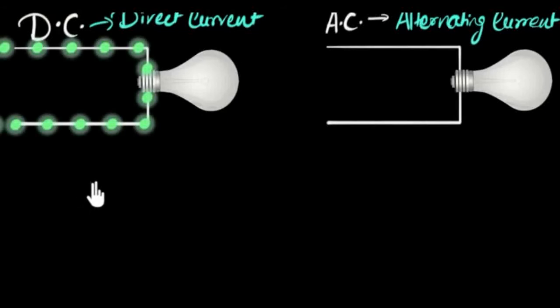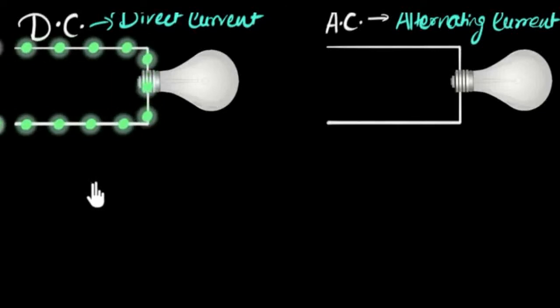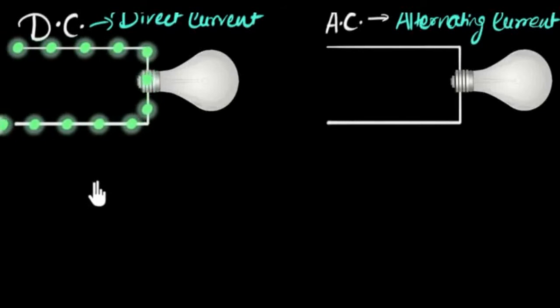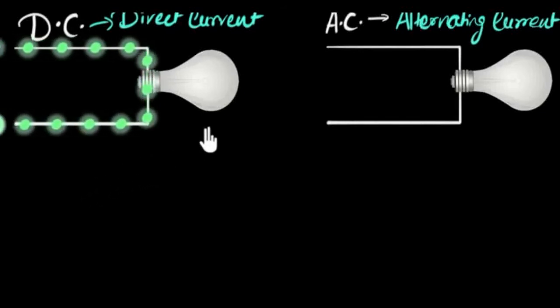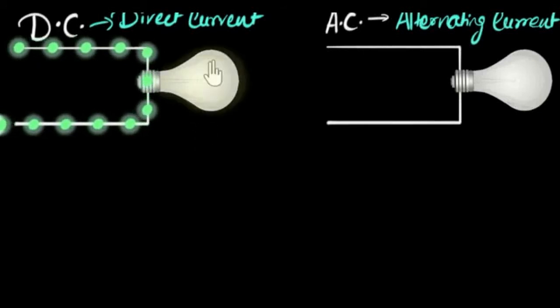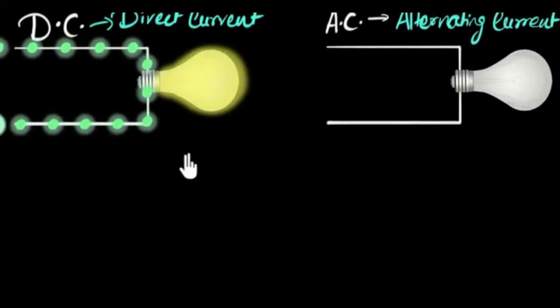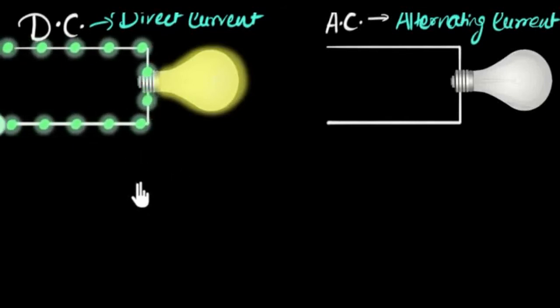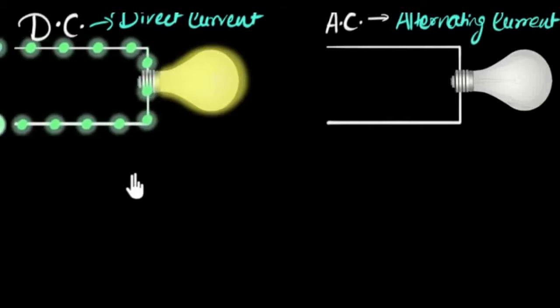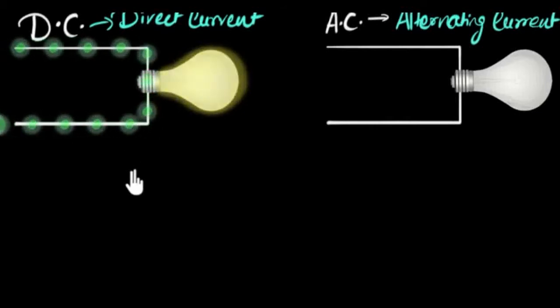So we know that the current is due to the flow of electrons. In the case of DC, these electrons are moving in a single direction, right? It is also called a unidirectional current. And when the electrons flow through the bulb, through the filament, it will heat up and glow. That is how we get light from DC.